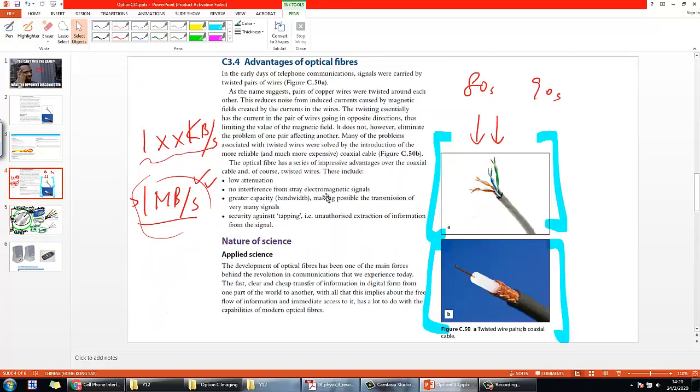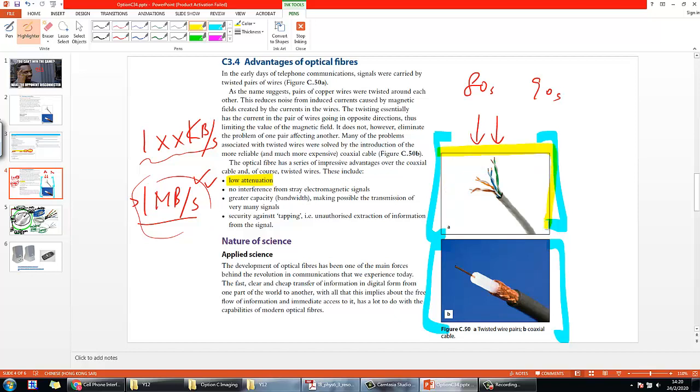So back to here, how come once again the optical fiber will be much better than the electrical wire? There are a few advantages you may want to recall or understand. First of all, optical fiber has a low attenuation. As we learned about, Charles Kao much improved the performance of optical fiber actually quite a long time ago.